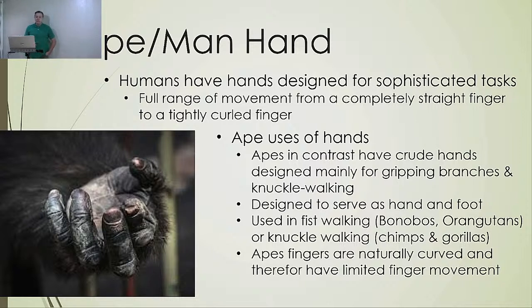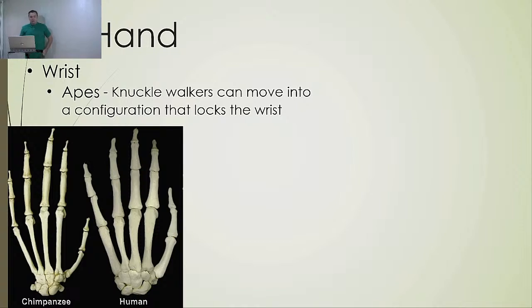Their hands are mainly designed for gripping branches and knuckle walking. They can either walk on their fists or their knuckles, and their bones are naturally curved, meaning instead of being straight in the finger, it has a curve to it, making it better to grasp things like branches. As far as the knuckle walking, their wrists are specially designed for this. They can lock their wrist, similar to how we lock our knees, because they are putting a lot of pressure on this and spending a lot of time putting this weight on their wrists. So to help them walk on their knuckles, their wrists lock. Humans don't.